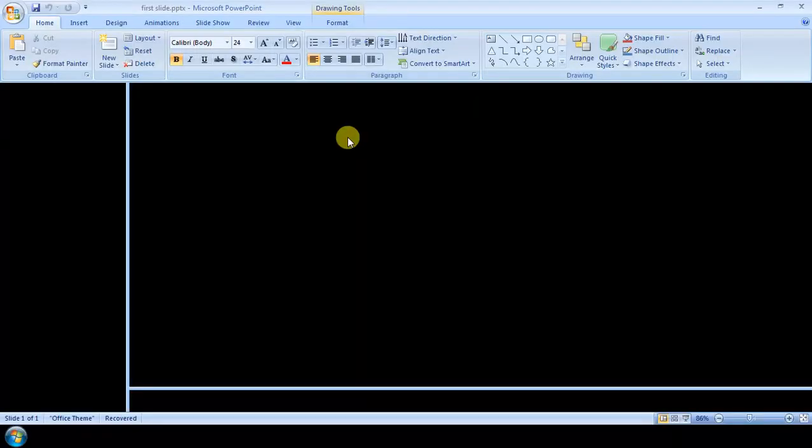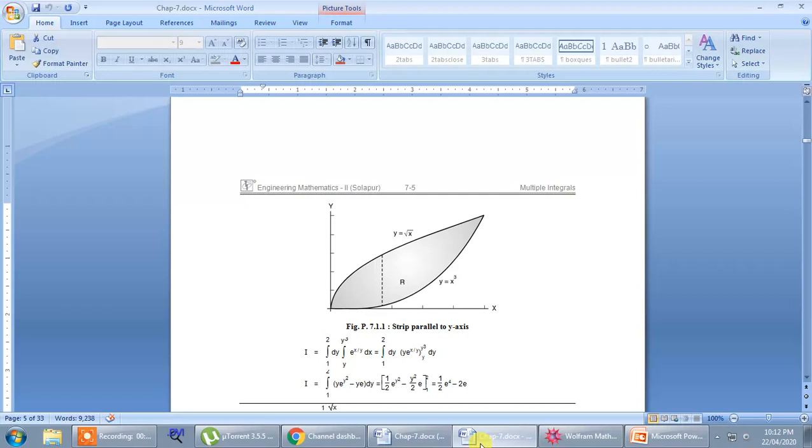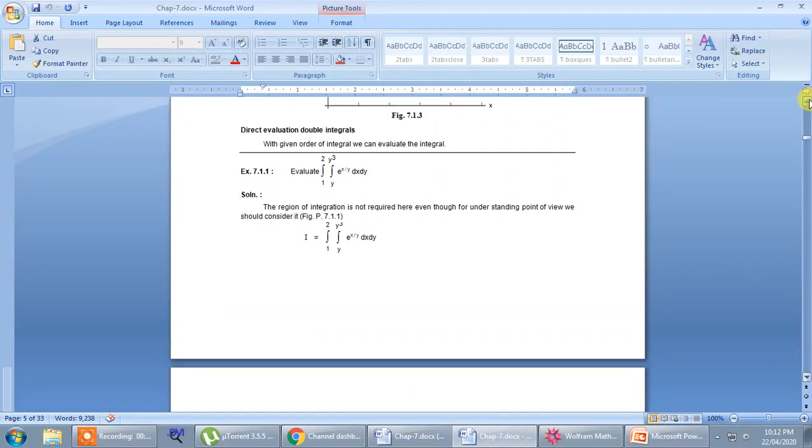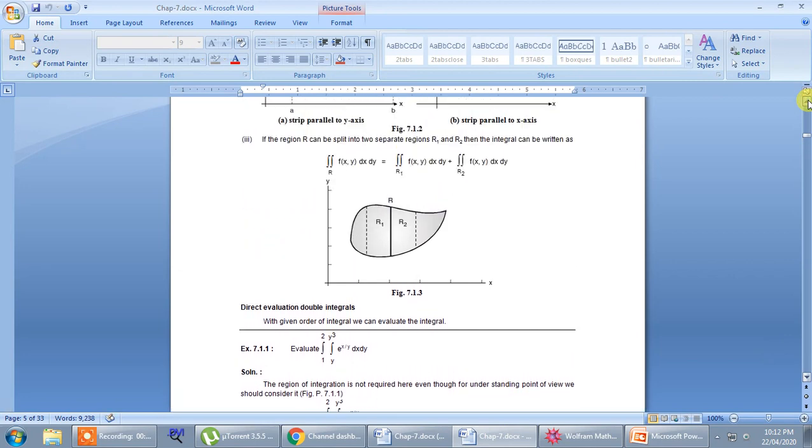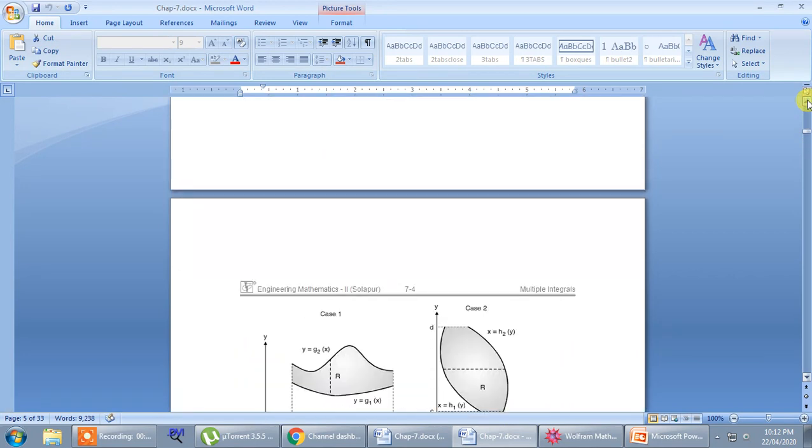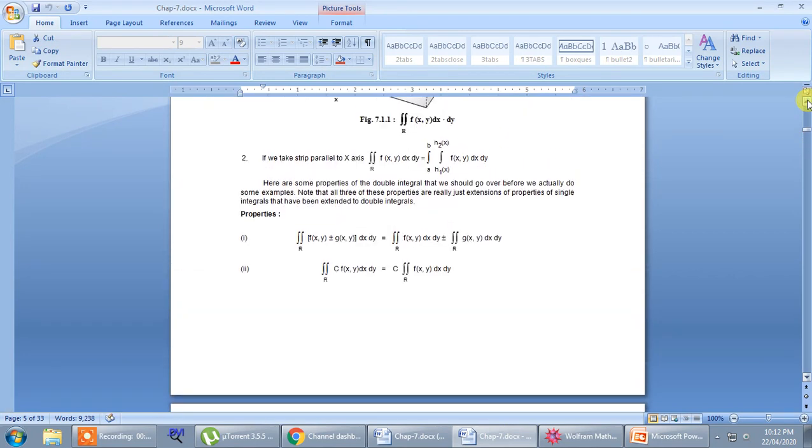So, in continuation with my previous lectures, I am going to talk on multiple integrations, that is, multivariate integral calculus. So let us see the properties, and after that we shall go for the problems.